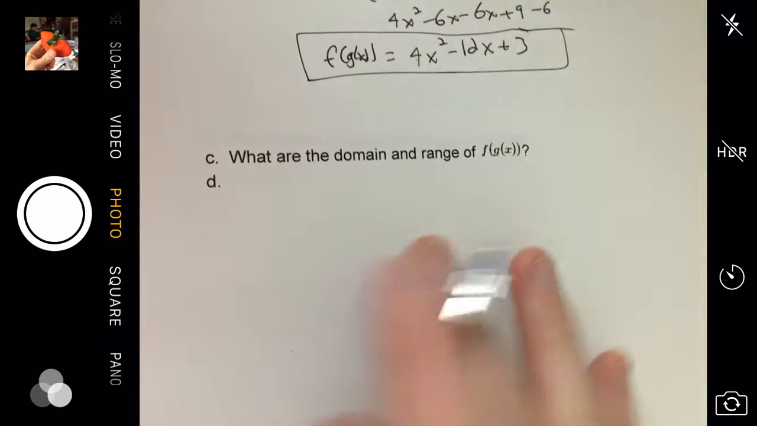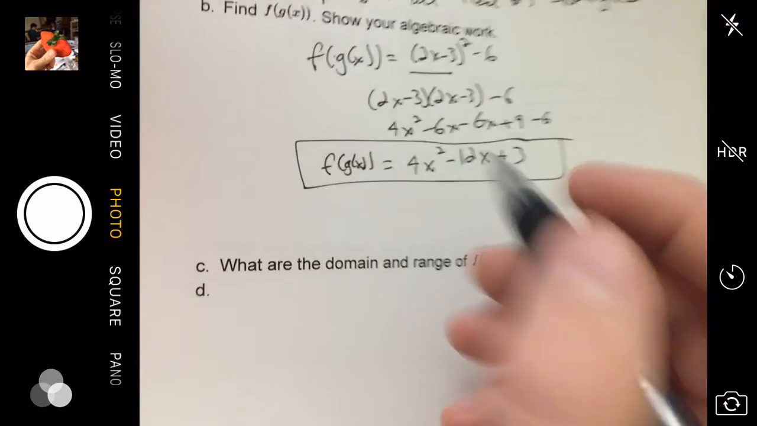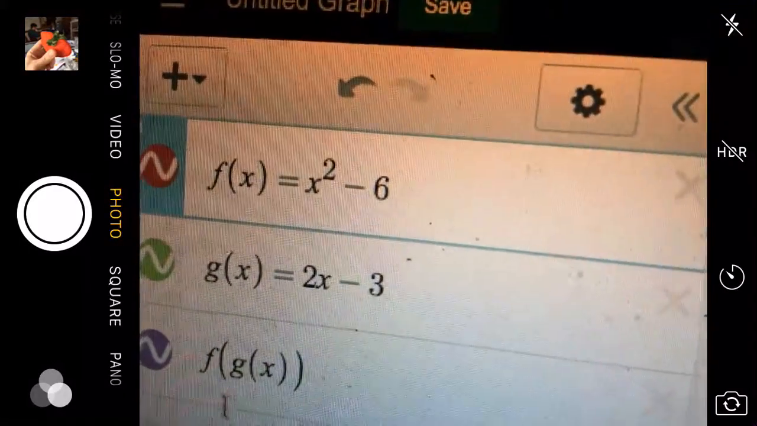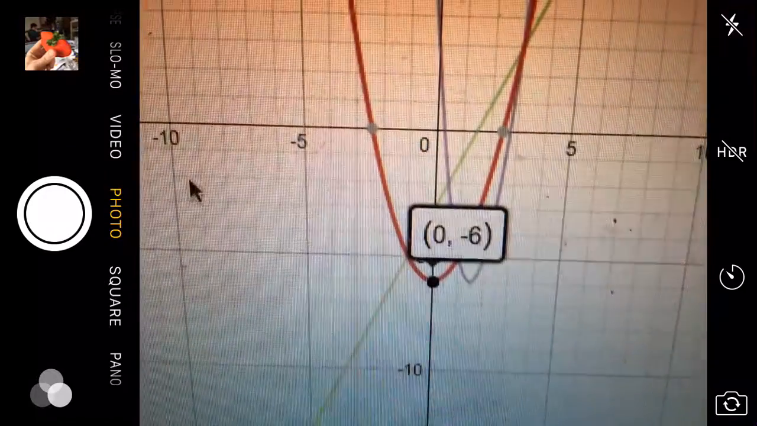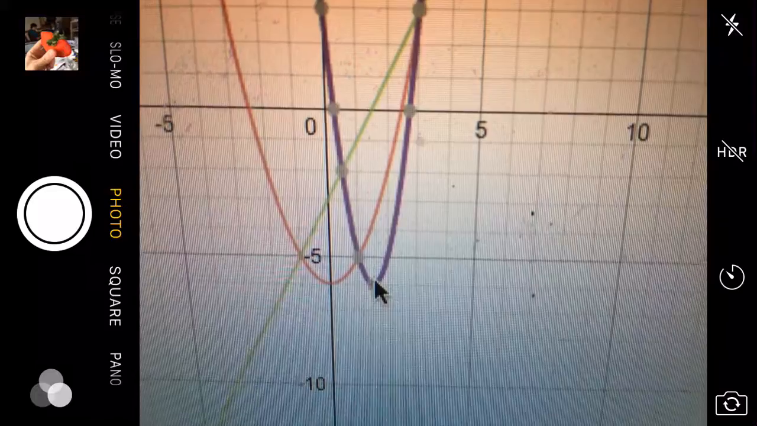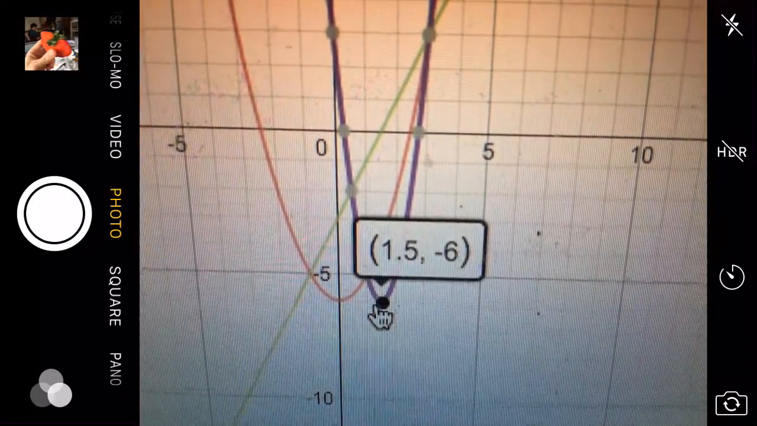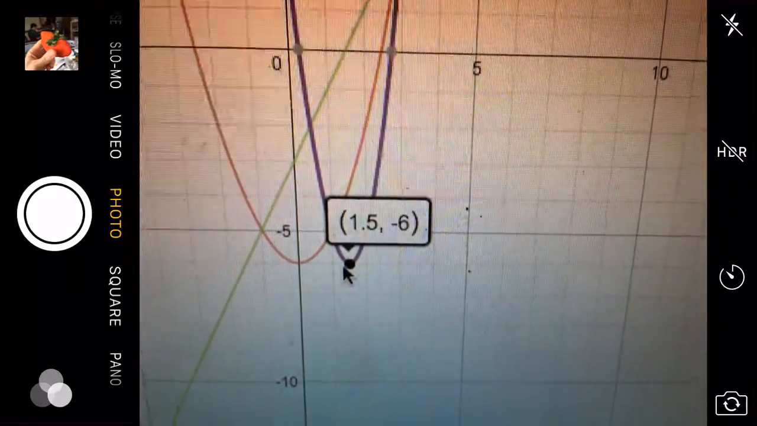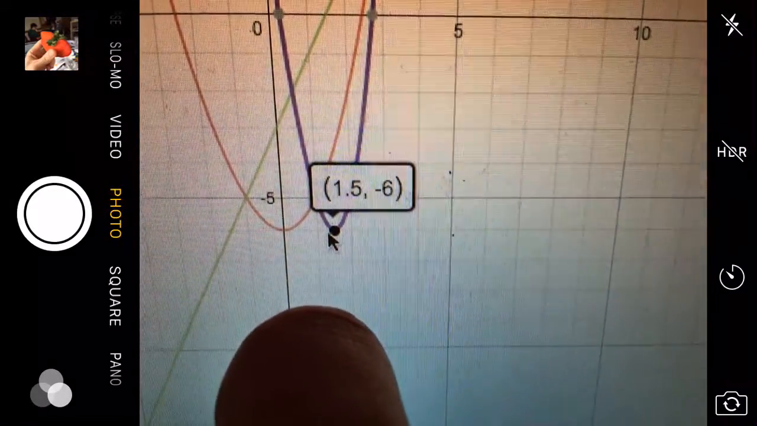For domain and range, if we graph this problem that we just found over here, and look at how Desmos, it's kind of cool because you can go ahead and call them f and g, and just write f of g of x, it'll do that for you. So it's the purple one here. So domain, it's a quadratic, still all real numbers, but the range is going to match that red one that we had earlier. Okay, so let's write this out here.